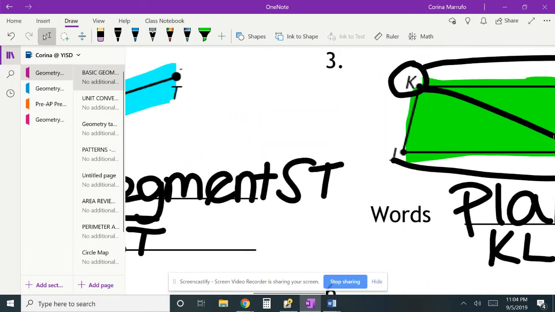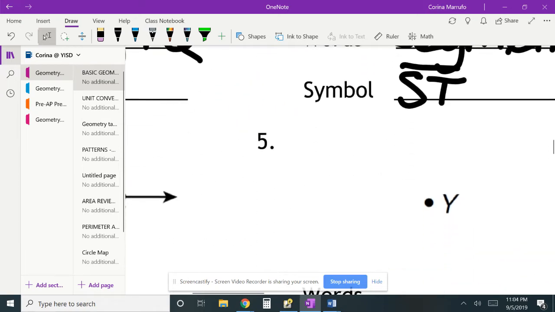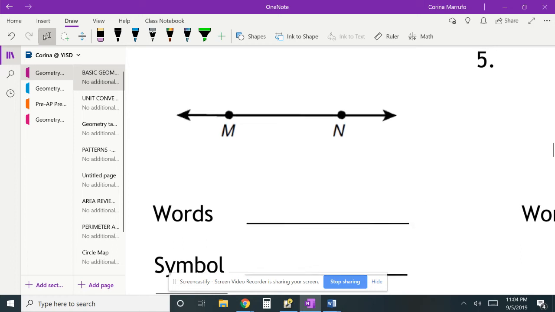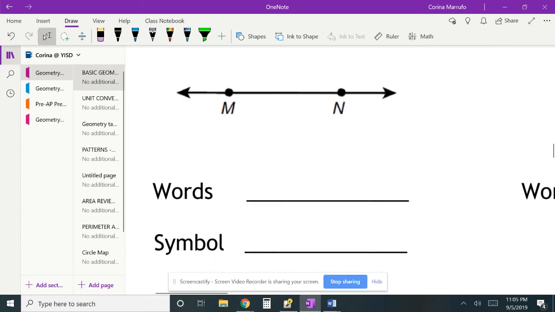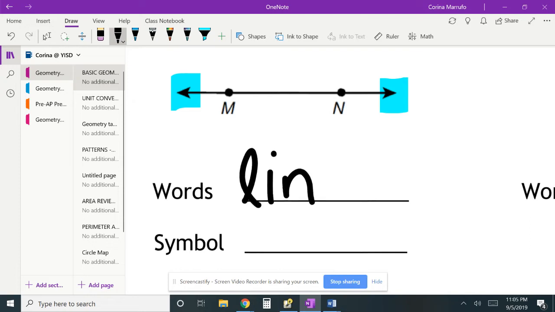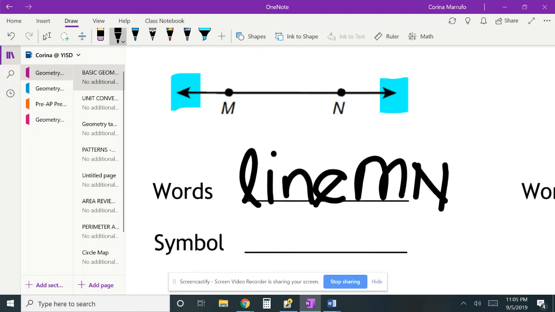All right, the next one, number 4. So here we have line MN. It's a line because it extends on forever in both directions. We have arrows pointing in both directions. So in words, we write it as line. And the order doesn't matter, if I wanted to start with the M or if I wanted to start with the N, it doesn't matter. Now for the symbol, it is MN, and we're going to put a line on top.